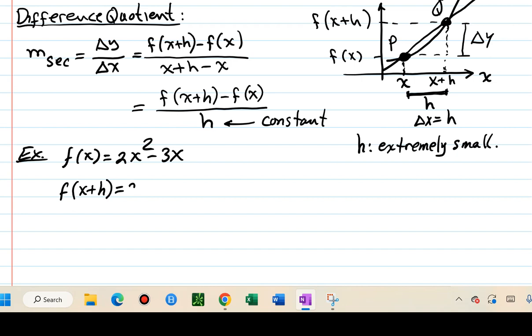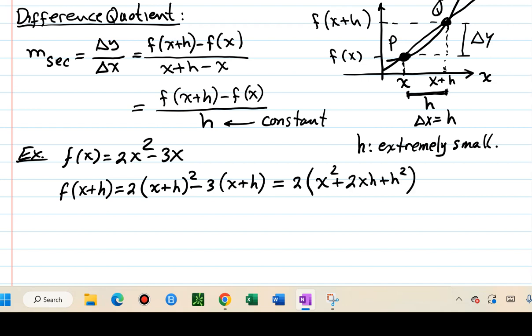Well, f at any point, you replace x with what's in parentheses. So I'm just going to put, instead of x, x plus h squared, and instead of x, x plus h. Right? Isn't that f at x plus h? And let's expand this and simplify and see what we're going to get here. Expand the binomial. Remember, when we expand the binomial, we end up with 3 terms. You square the first, twice first by second, plus second one squared. Distribute the 3. Negative 3 makes negative 3x minus 3h.